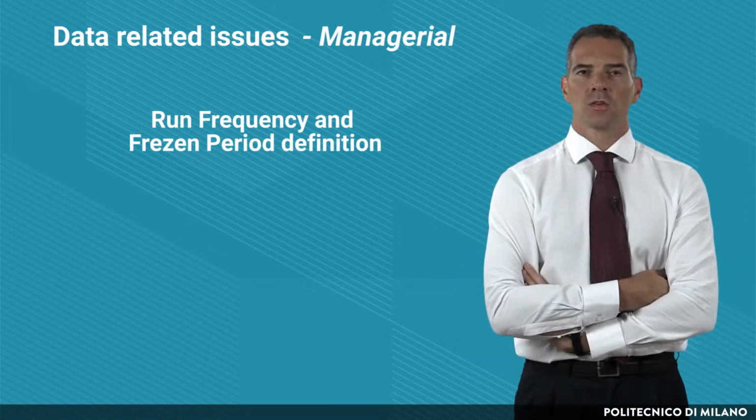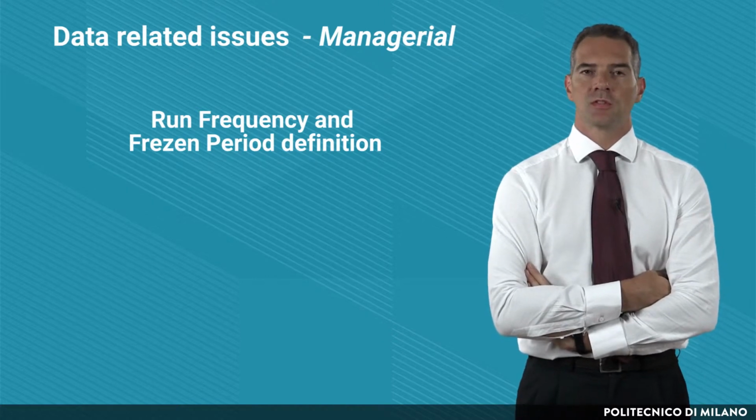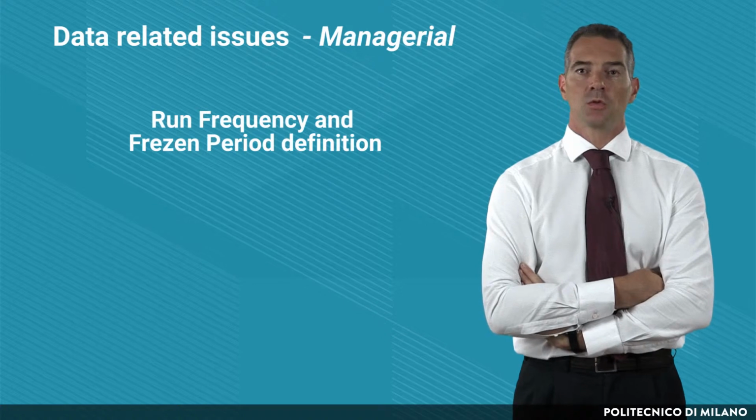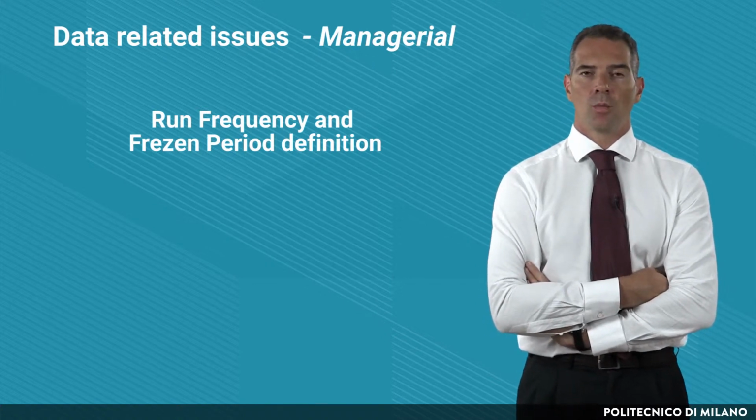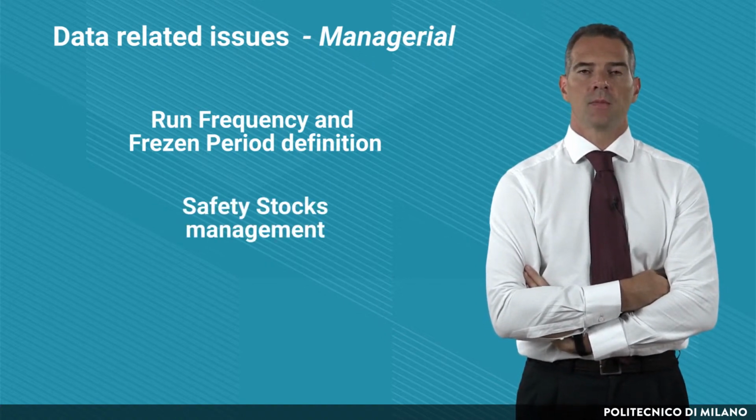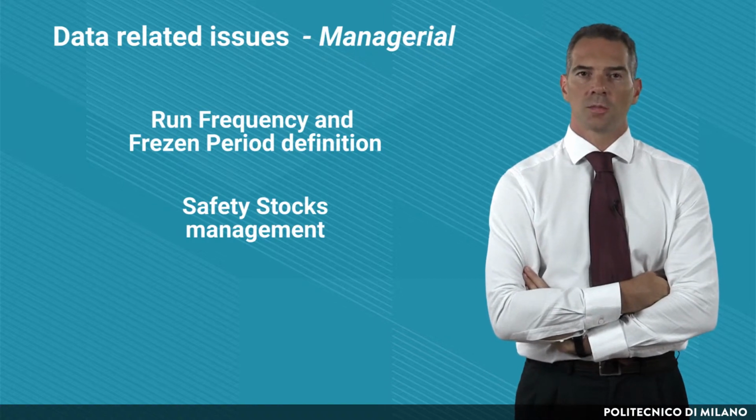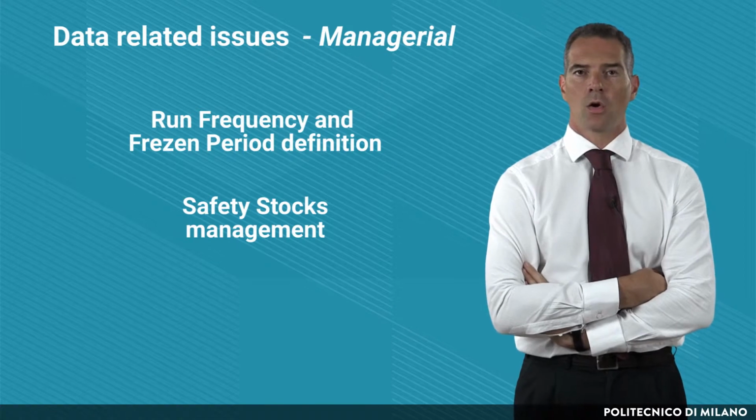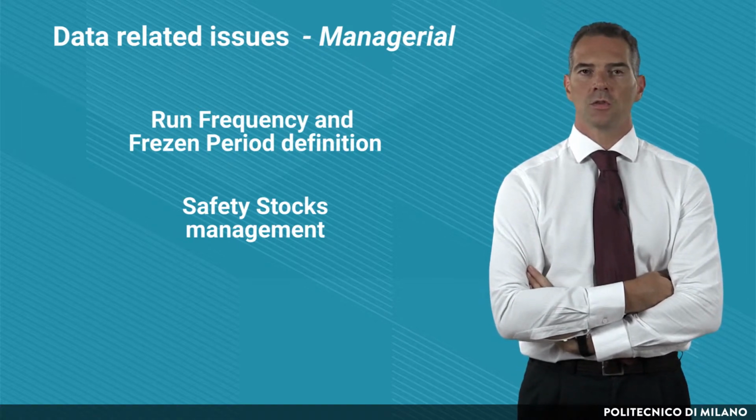For instance, MRP run frequency and frozen periods have to be defined also taking into account the MRP nervousness issues. Also connected with data management, we have to consider all those management decisions that will produce data to be used in the MRP procedure. One example is the safety stock data. In this regard, safety stock positioning as well as reordering policy have to be defined and have to be correct and updated so as for the procedure to work properly.